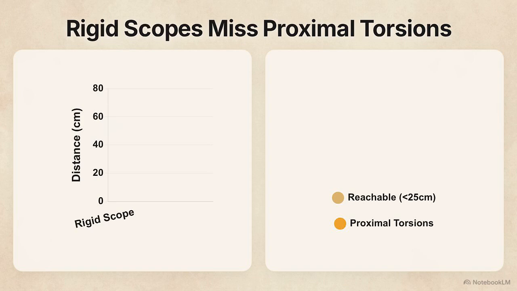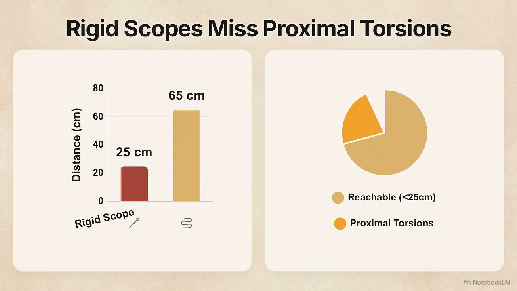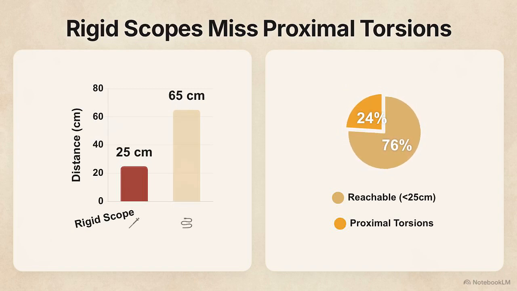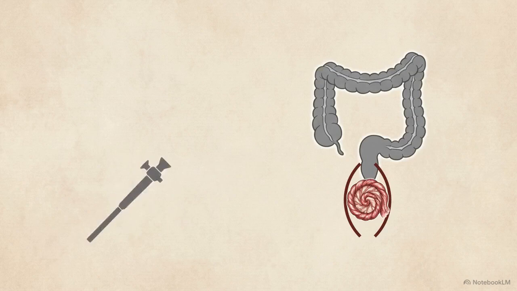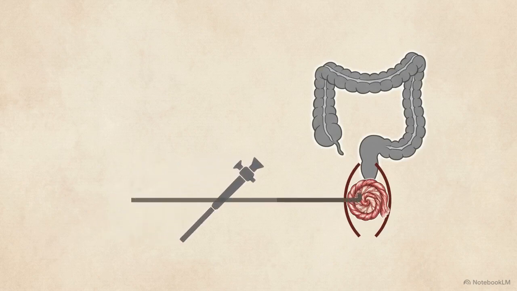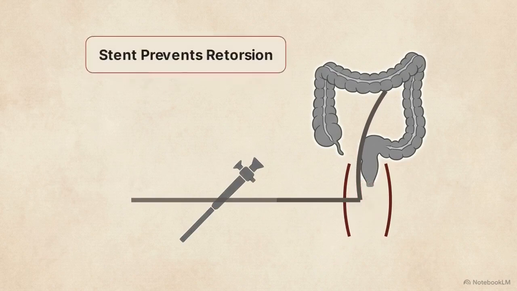This comparison contrasts the physical capabilities of rigid proctosigmoidoscopy versus flexible sigmoidoscopy. Rigid scopes have a maximum length of 25 centimeters. Since 24% of torsions occur more proximally, they remain out of reach for a rigid scope. Despite the length limitation, rigid scopes offer a structural advantage. Their design allows the surgeon to pass a rectal tube directly through the inside of the scope to stent the bowel and prevent short-term retorsion.